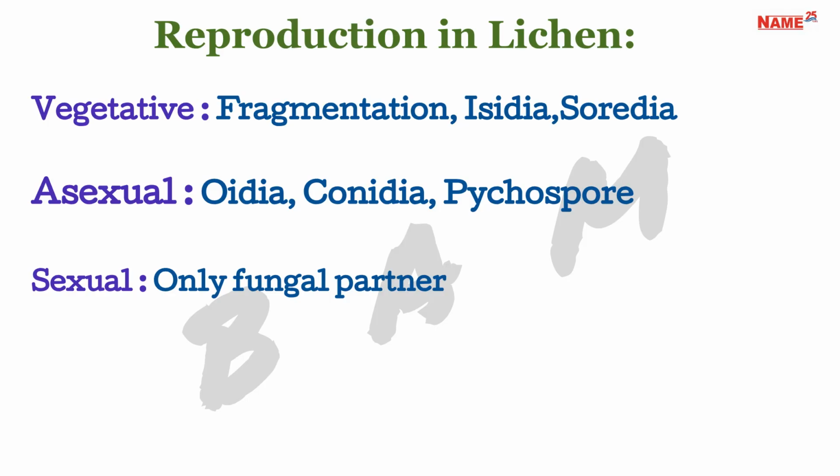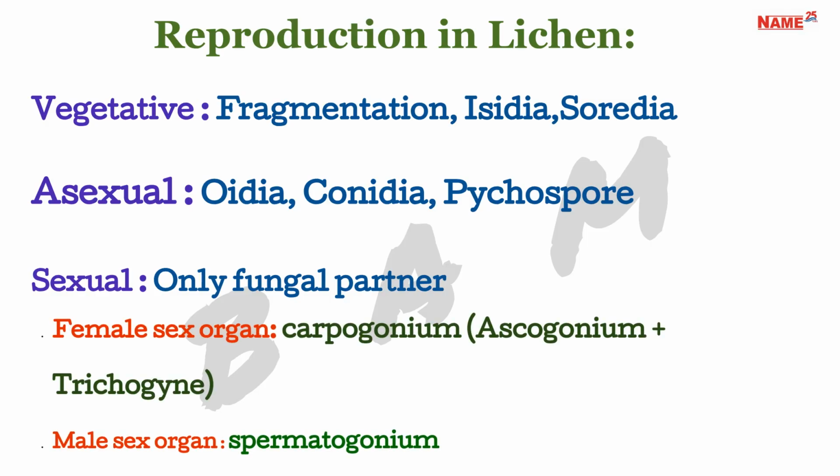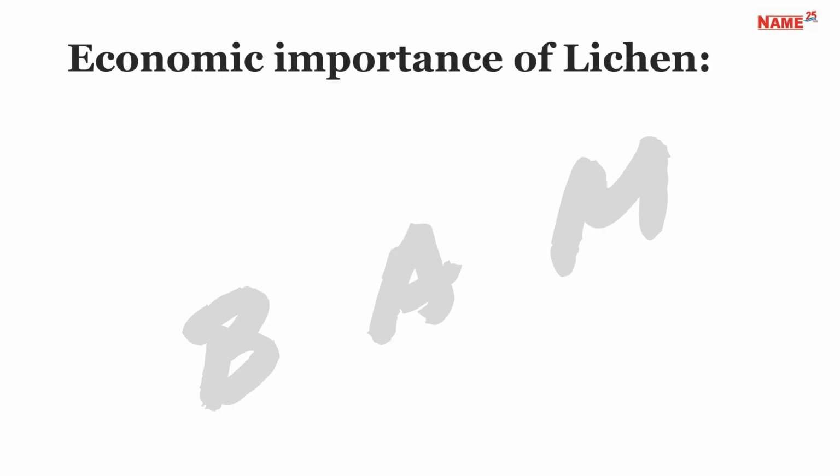Asexual reproduction involves oidia, conidia, and pycnospores. Sexual reproduction is carried out only by the fungal partner, with the carpogonium as the female organ and spermogonium as the male organ. Lichens are economically important.